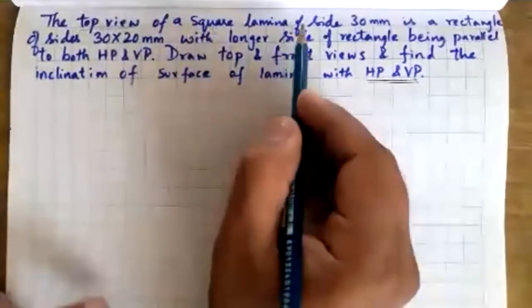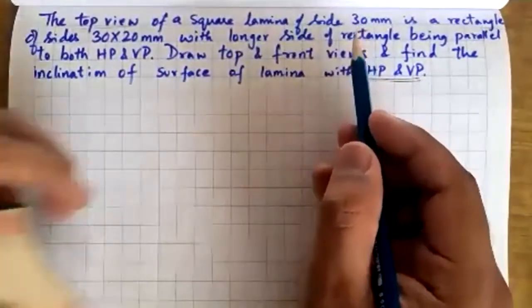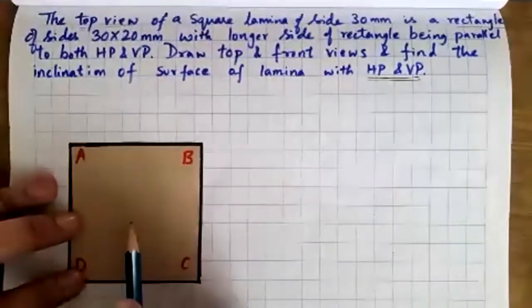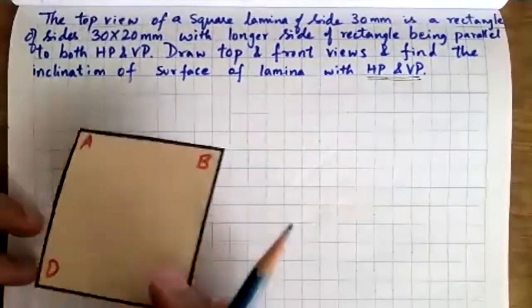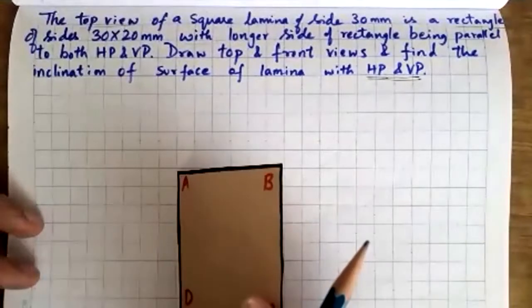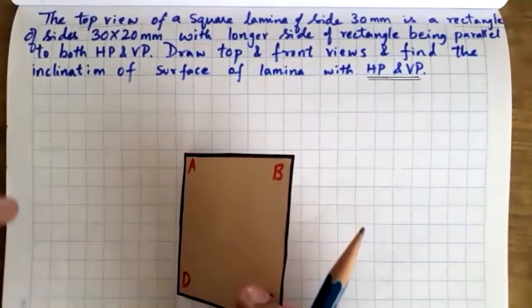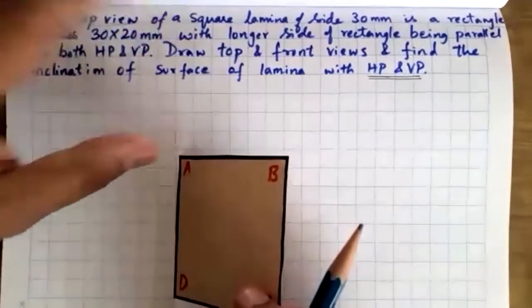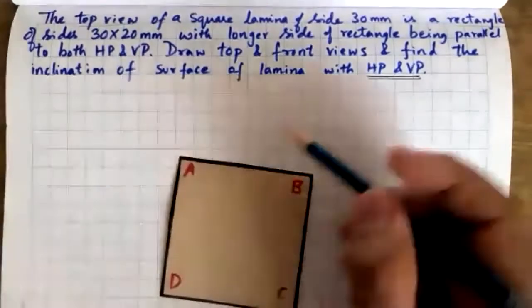The initial position is a square lamina. I have to draw a square lamina in the first position on HP. Next, I have to give it some inclination. I don't know how much, but in the second top view, it should look like a rectangle. Next, as the front view here is a line and here also it is a line, I can shift the line to the new position. I'll explain how to do that.